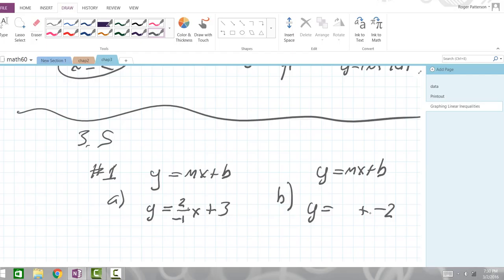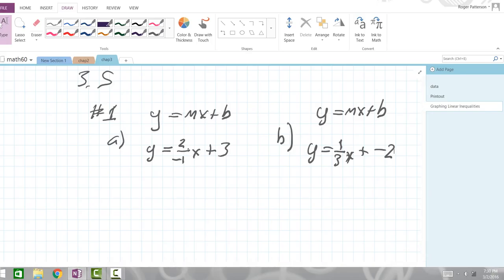So how much do we need to rise to get from negative 2 to 3, negative 1? How much are we going to go up there? 1. And we're going to run 3. So there's my slope. Notice it's positive because that's the way the line's flowing. Okay, so there's that one.